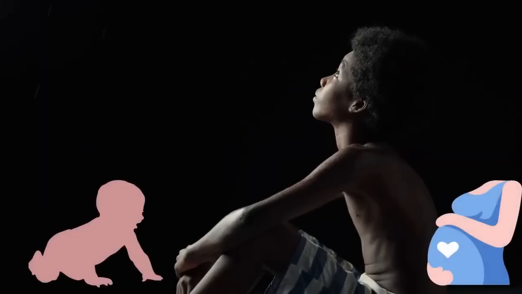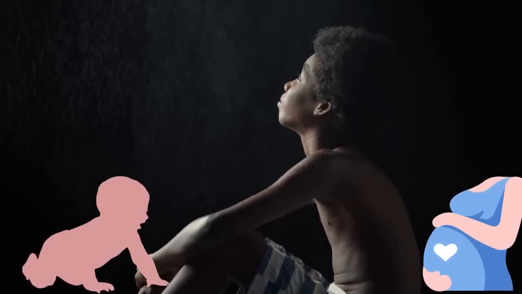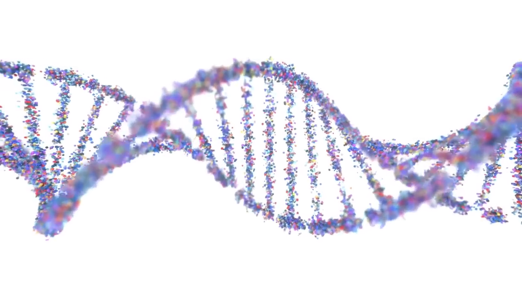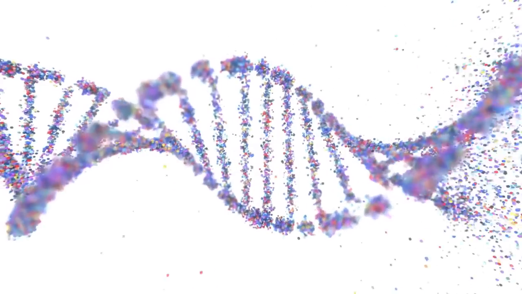Similarly, there is a 50% chance that the child will inherit 1 copy of the mutated gene, becoming a carrier, having sickle cell trait, and a 25% chance that the child will inherit 2 normal copies of the gene, having neither the disease nor the trait.